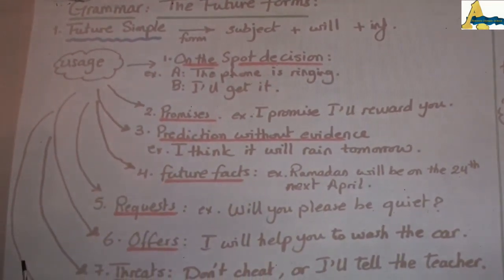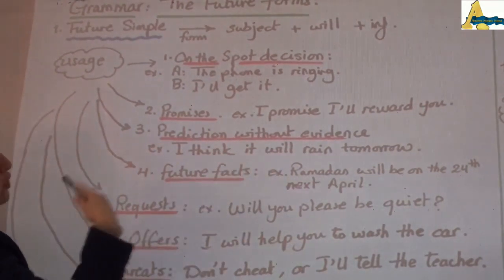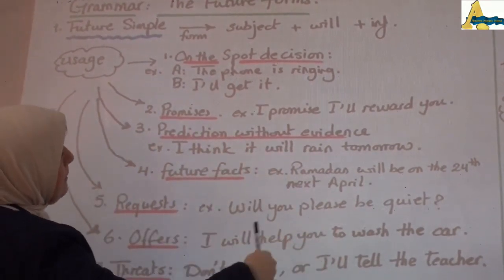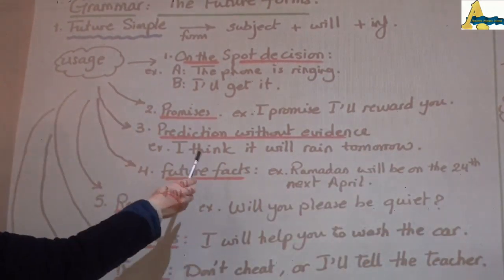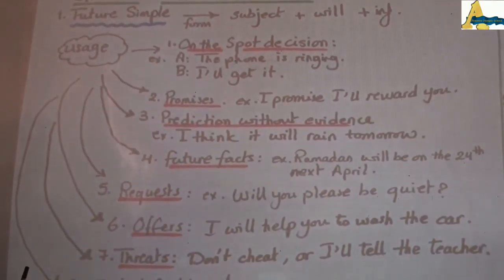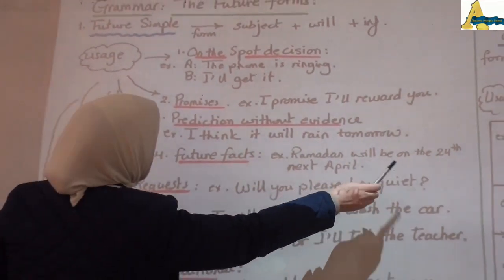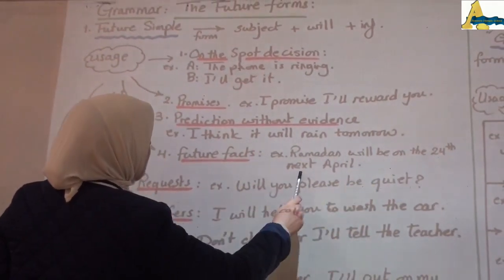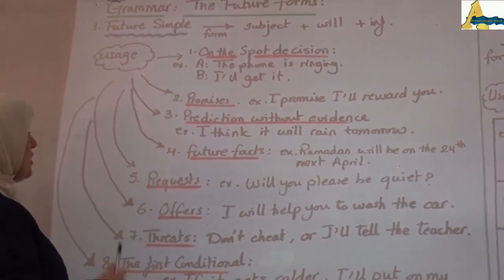Predictions without evidence. Remember, the predictions here are without evidence because later on we are going to talk about predictions based on evidence using going to. I think it will rain tomorrow. This is according to my own kind of thinking. Future facts, Ramadan will be on the 24th of next April. I'll be 16 next August, and so on.